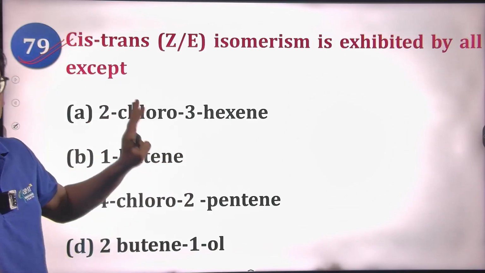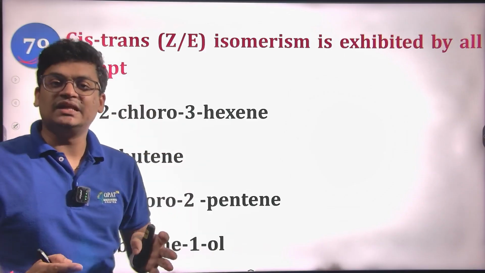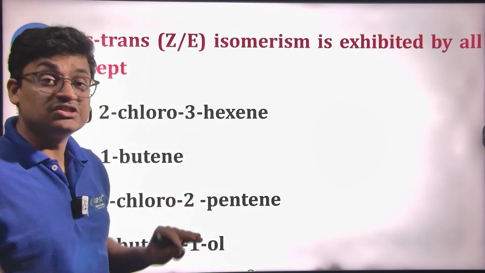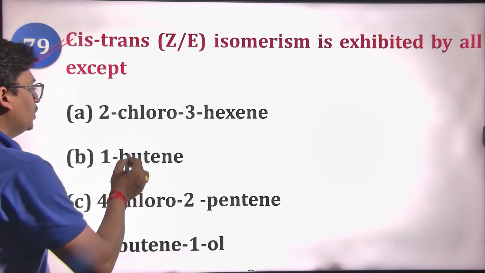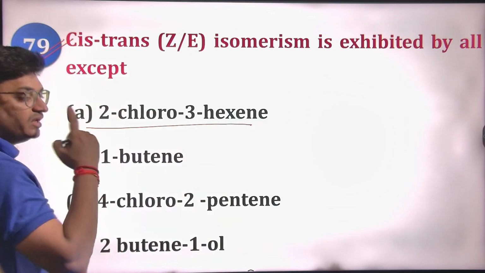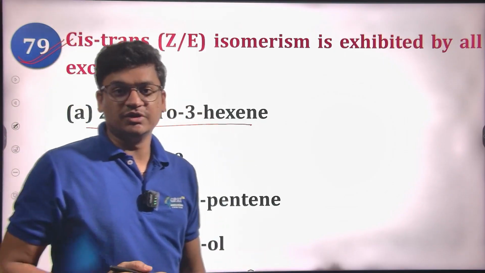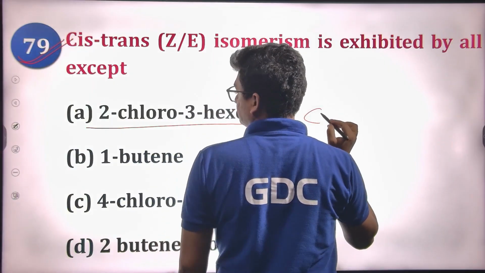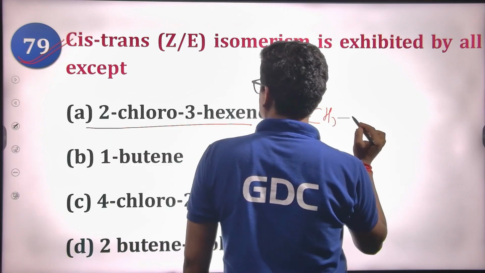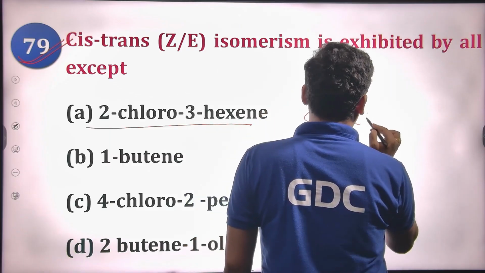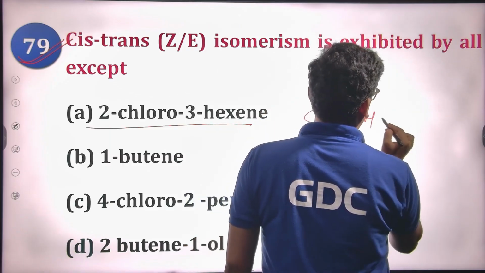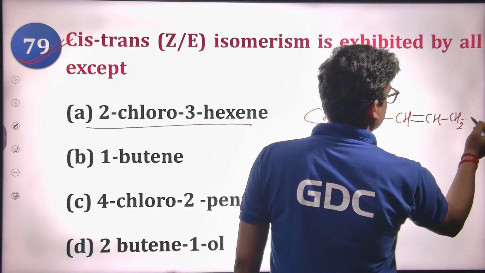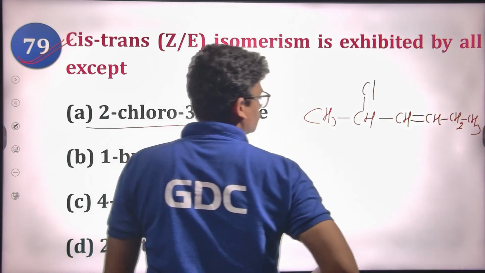All of them are showing cis-trans or E-Z, you can simply say geometrical isomerism, except one of those options is not showing this geometrical isomerism. 2-chloro-3-hexene is showing this geometrical isomerism. Reason: we have CHCl, CH double bond CH, CH2, CH3. So this is 2-chloro-3-hexene.